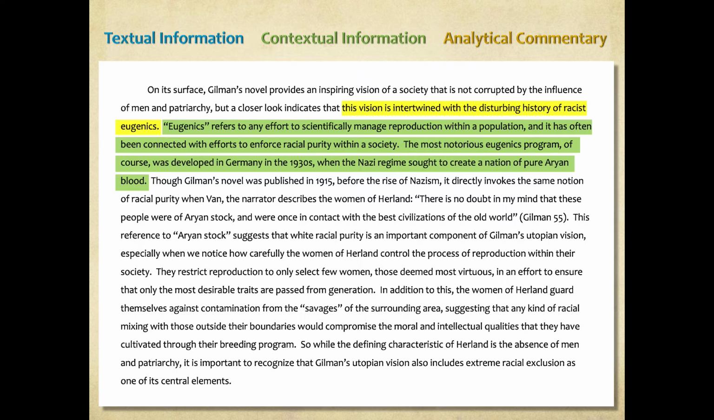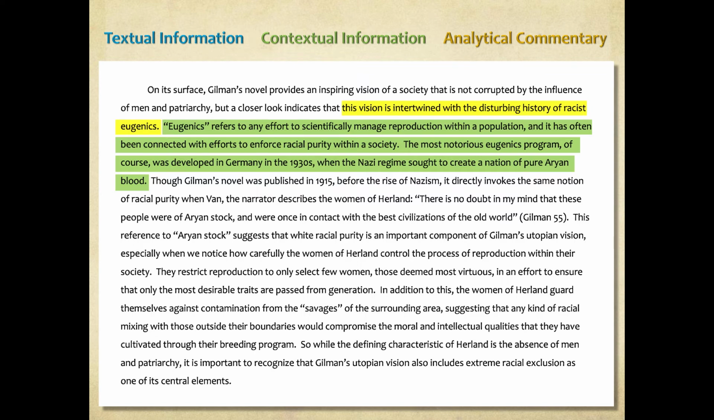"Though Gilman's novel was published in 1915, before the rise of Nazism, it directly invokes the same notion of racial purity when Van, the narrator, describes the women of Herland. 'There is no doubt in my mind that these people were of Aryan stock and were once in contact with the best civilizations of the Old World.'"